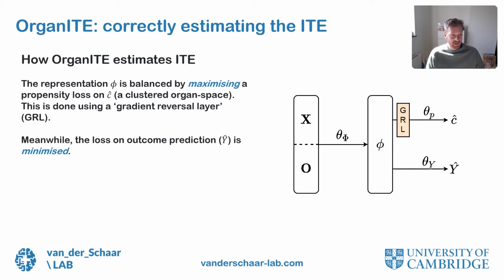So learning phi is actually fairly straightforward. First, we learn the representation by maximizing the propensity loss on the cluster, which we now estimate. And this is done through a gradient reversal layer, which flips the gradient and learns the potential outcome, the propensity adversarially. Meanwhile, the loss in outcome prediction is minimized. So phi should represent some sort of equilibrium between estimating the propensity adversarially and estimating the potential outcome.